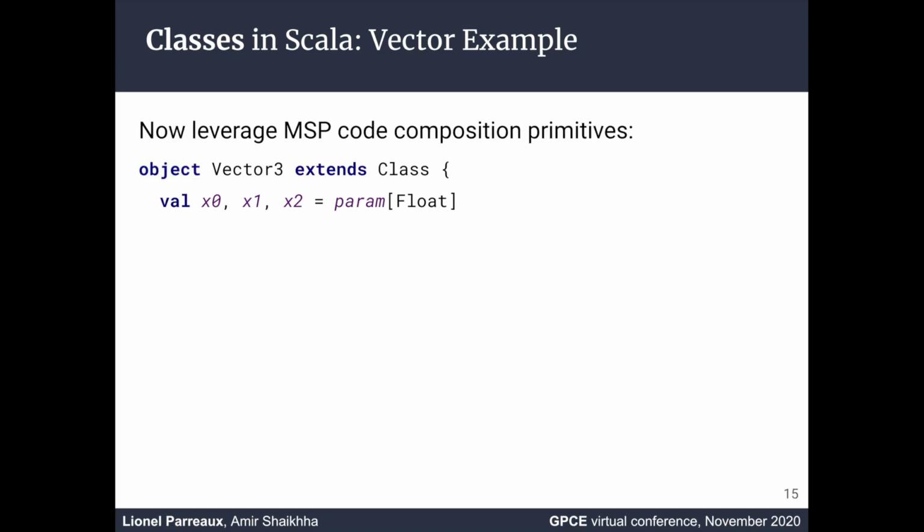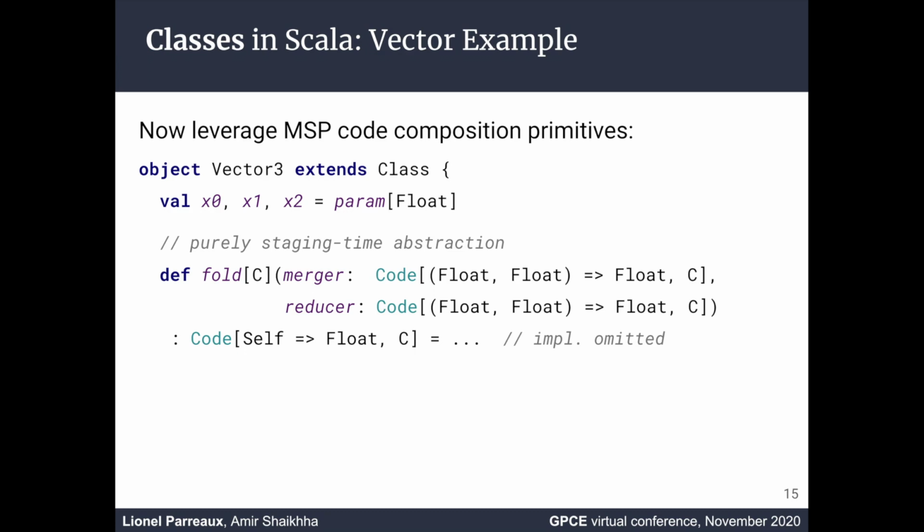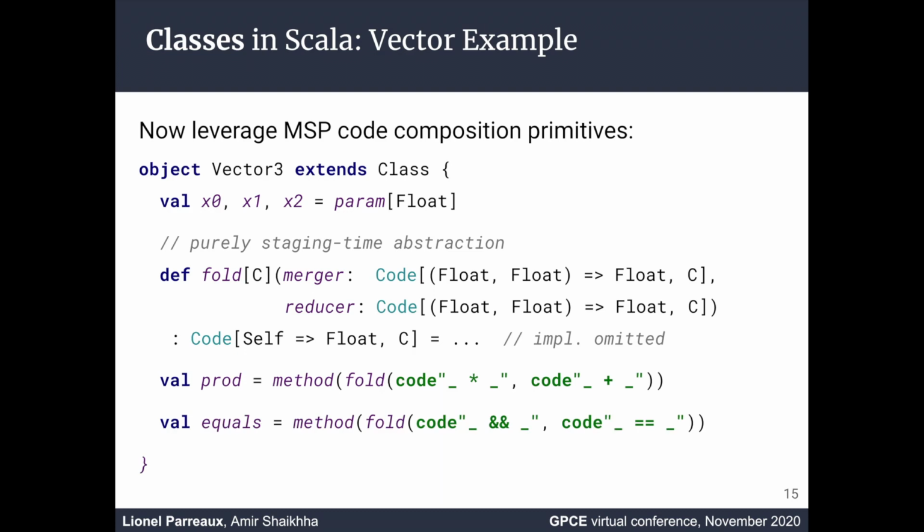The first thing that this new class representation allows us to do is to add staging time abstractions to facilitate the definition of its methods. Here, we remove the redundancy present in the implementations of prod and equals by defining a fold combinator to perform some merging and reduction on the components of the current vector and a vector argument. This combinator allows us to define prod and equals more simply as follows.